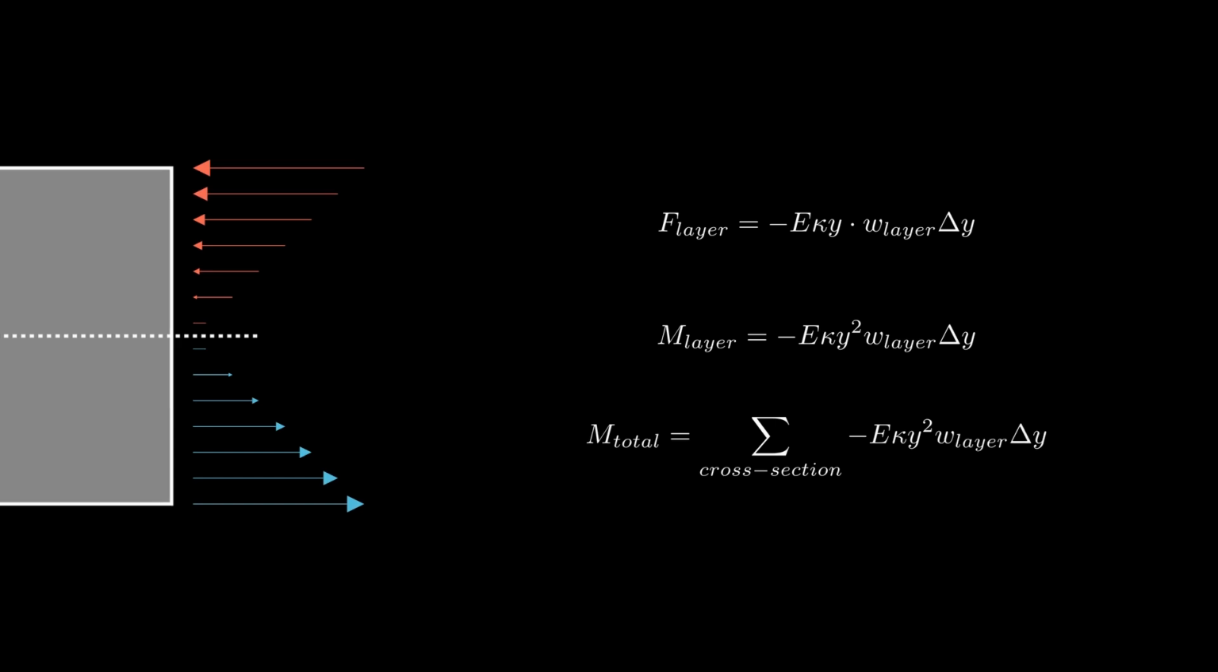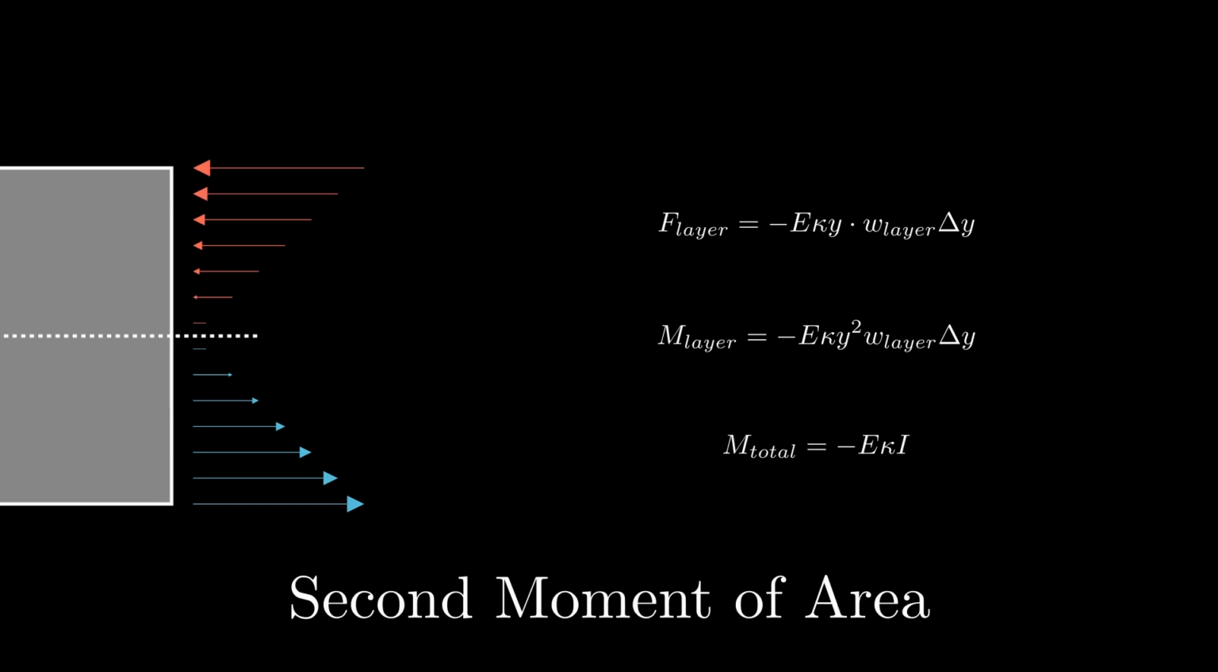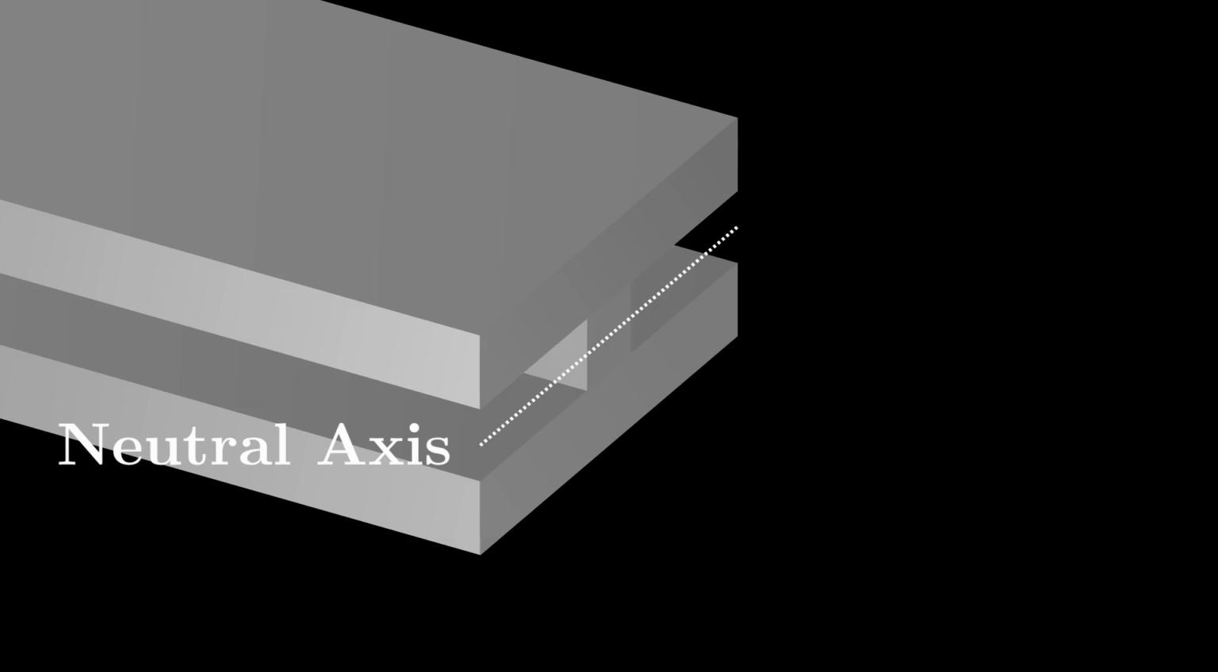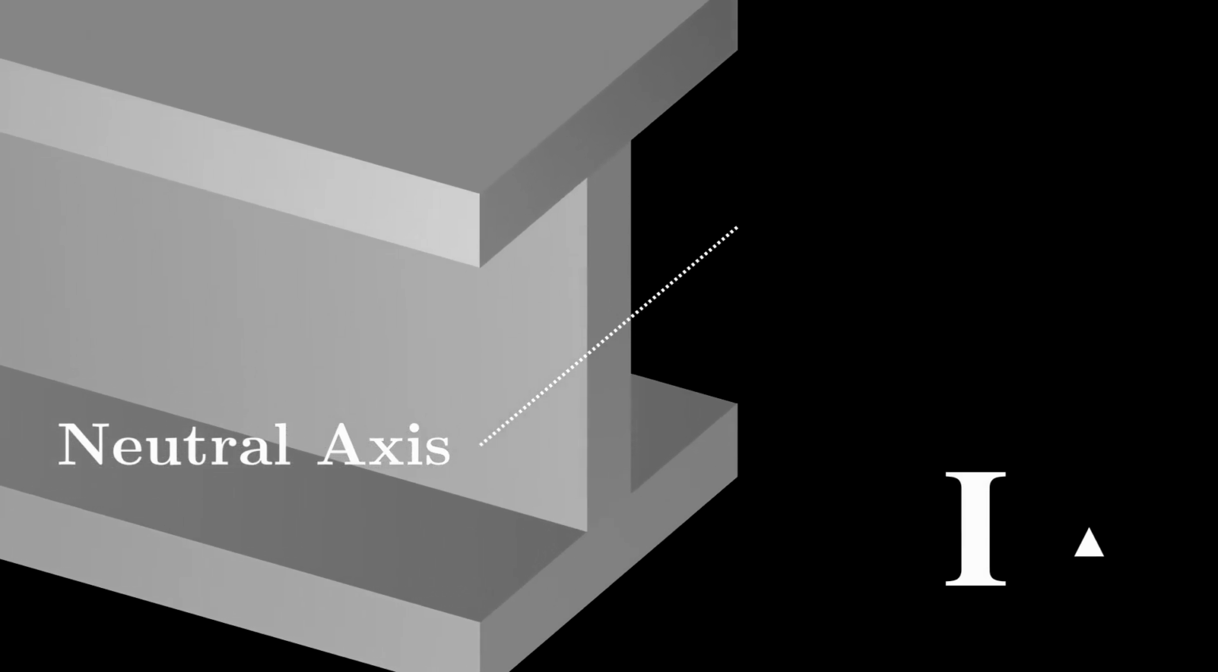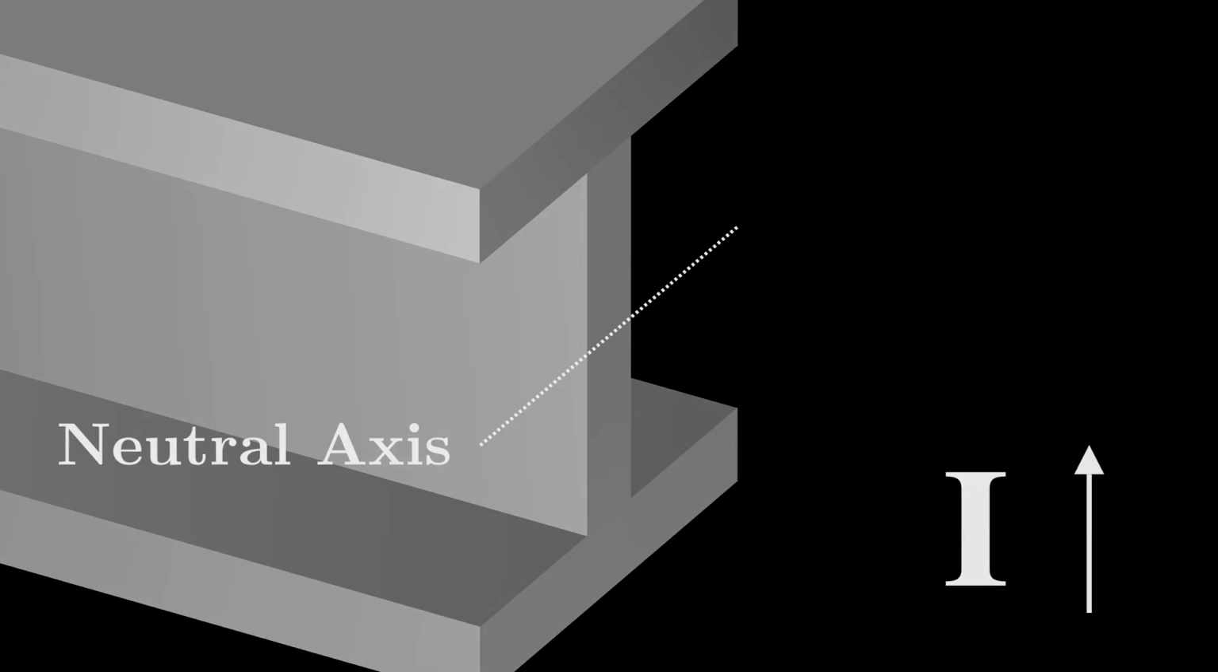To take the limit as the layers get infinitely thin, we turn the sum into an integral. We can pull out the constants E and kappa outside the integral sign. The remaining integral is called the second moment of area, or capital I. It depends purely on the geometry of the cross-section. The more the cross-section area is accumulated away from the neutral axis, the bigger I gets.